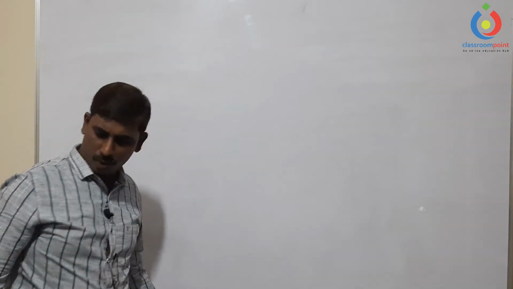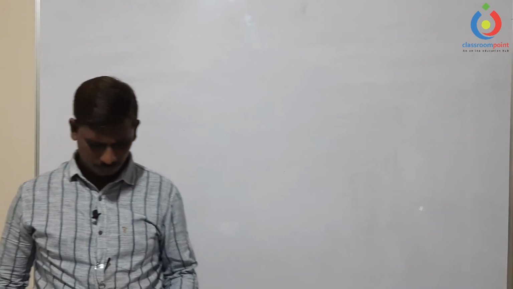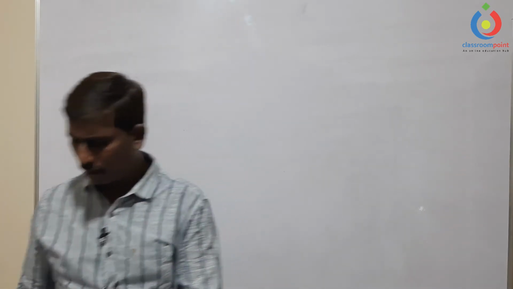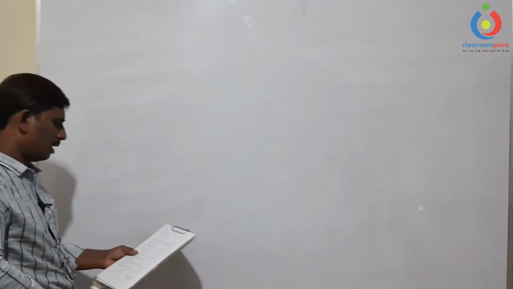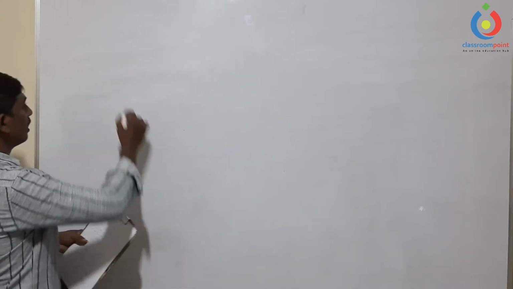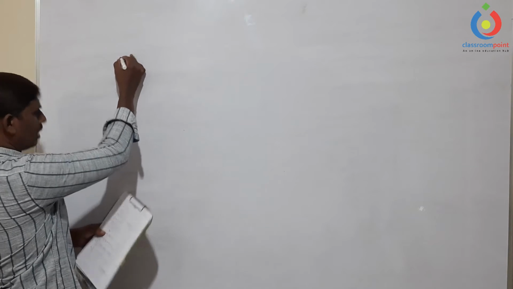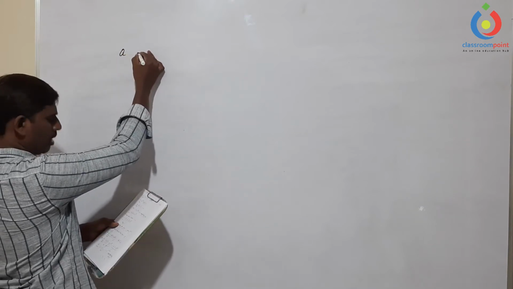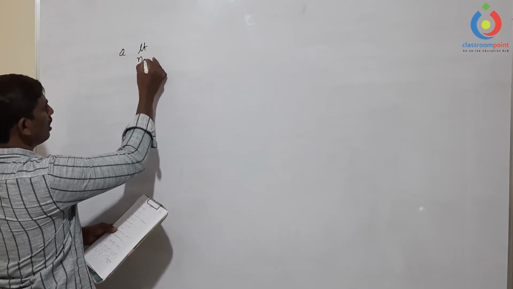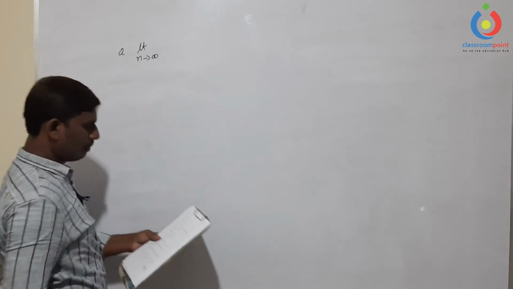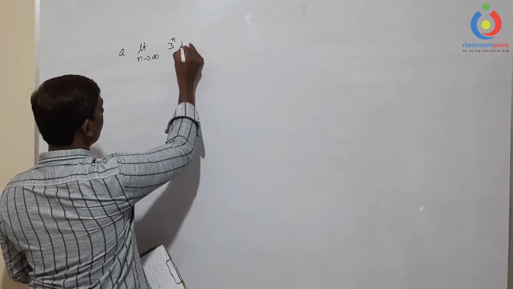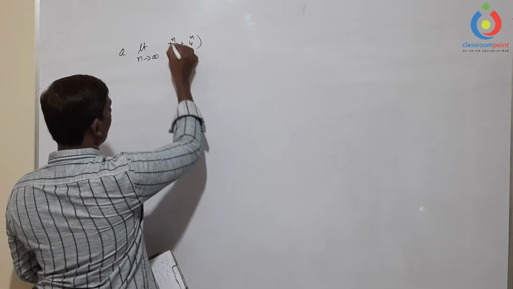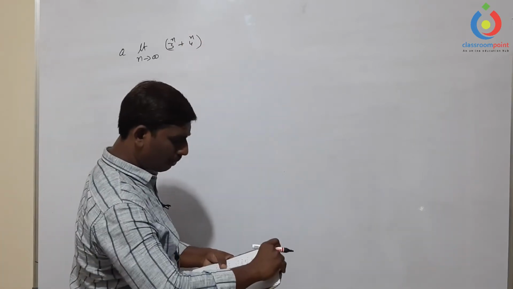Now, we'll take one more problem. This is not a series problem, it is like a series only, but very important and very easy also. It is the question: limit n tends to infinity, 3 power n plus 4 power n, whole power 1 by n.